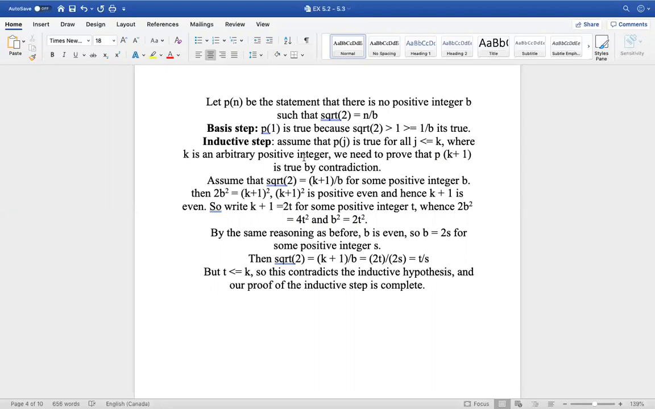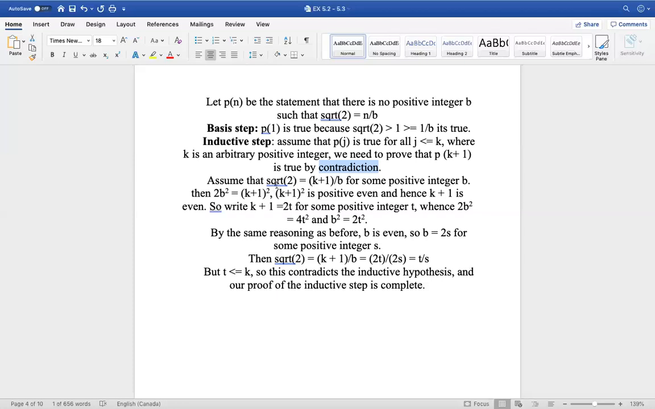We are proving this using contradiction because we are trying to prove that there is no positive integer b such that this is true. When the question is of this shape, we try to prove it using contradiction. Contradiction assumes that something is true, and then later in the proof we find out that it's not true. Therefore our assumption is false, so this is wrong, and therefore it proves that the original statement is true.